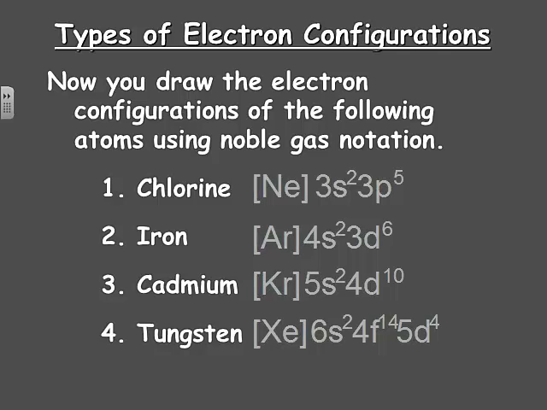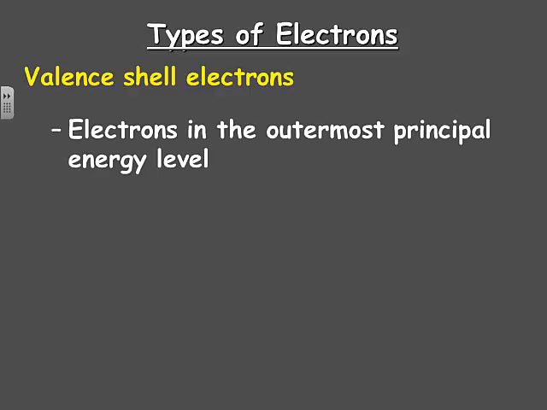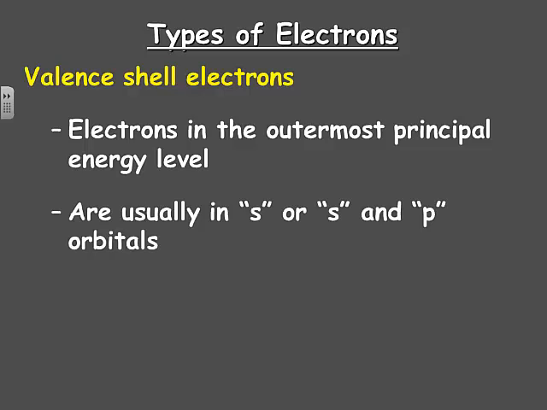Now, as we're looking at electrons, the whole point of learning about electrons is to understand how elements combine with other elements to form compounds, why reactions occur the way they do. And really what we're interested in is what's called valence shell electrons. Those are the ones that are involved in bonding. They are the electrons in the outermost principal energy level. They're usually found in the s or the s and p orbitals.